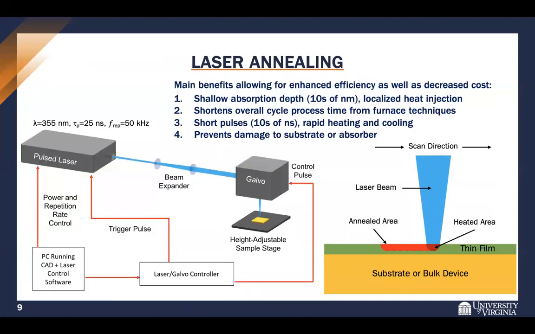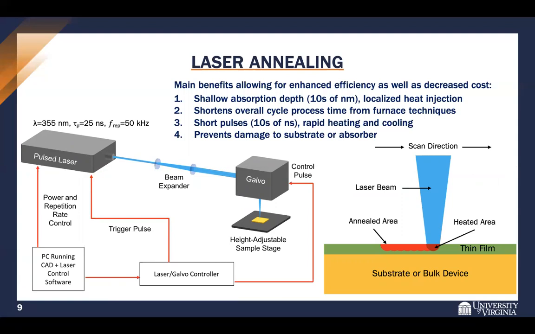So here's a quick overview of the laser annealing approach that I used. I used a pulsed ultraviolet laser with a wavelength of 355 nanometers, a pulse width of 25 nanoseconds, and a repetition rate of 50 kilohertz. The laser light passes through a beam expander and then into a galvanometer scanner, where it is focused through an f-theta lens onto the sample.